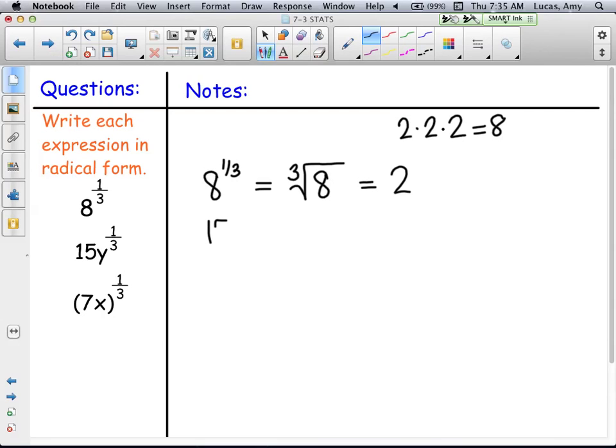The next one, just like on the last slide, the 15 is not part of the problem that has the exponent on it.